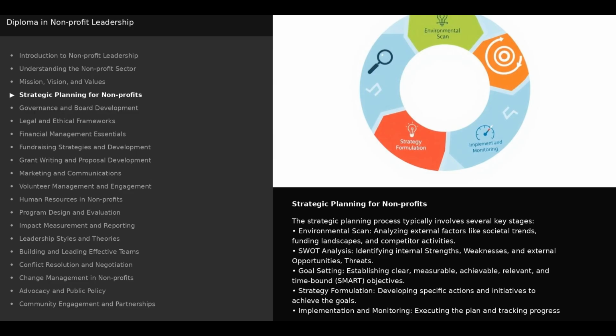Leaders must facilitate broad stakeholder engagement throughout this process to foster ownership and ensure the plan is realistic and impactful. A well-executed strategic plan is a powerful tool for organizational growth and mission fulfillment.